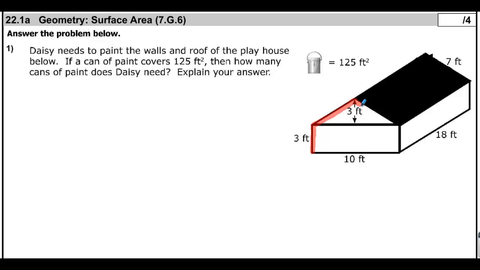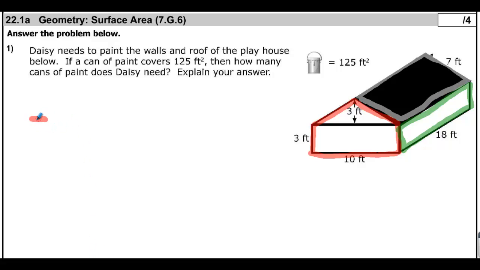She has this wall of the playhouse, and there's another wall like it at the other end. She has this wall of the playhouse, and there's another wall like it on the other side. And then she has this roof section of the playhouse, and there's a piece of roof just like it on the other side. So we're going to have these three things.